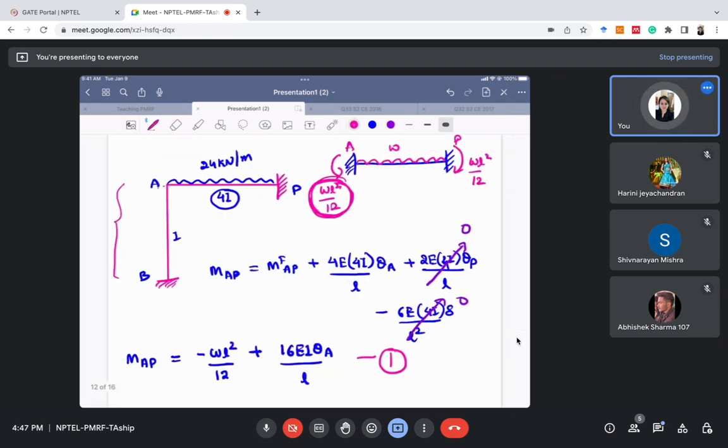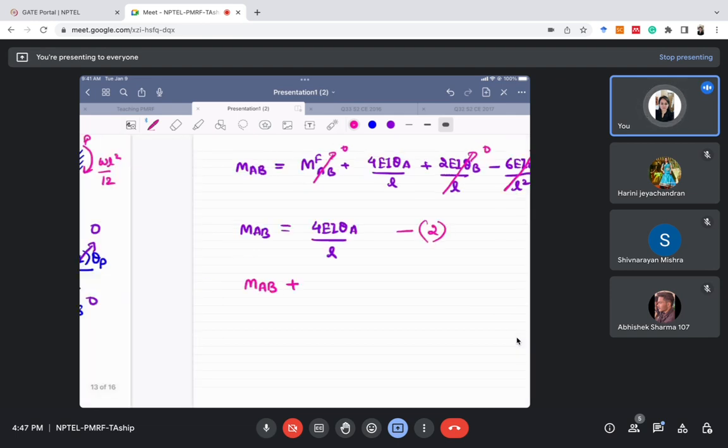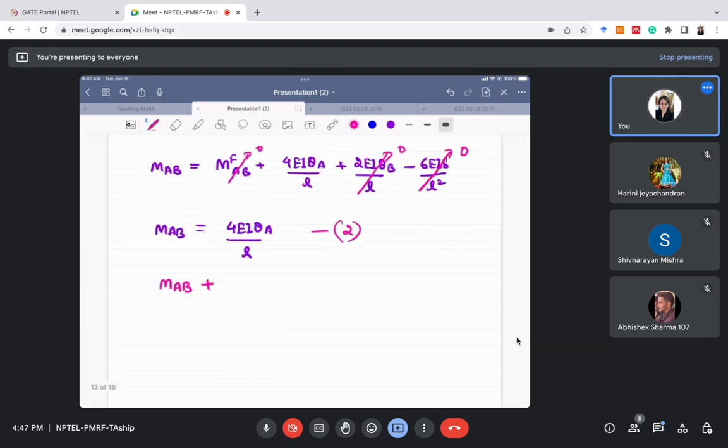Now we have MAP and we have MAB. Now what do we use after finding the slope deflection equations? We use the equilibrium equation. The equilibrium equation here is the moment at A equal to 0, that is MAB plus MAP is equal to 0. This is what we do in the slope deflection method. So we will add 1 and 2 and put it to 0.